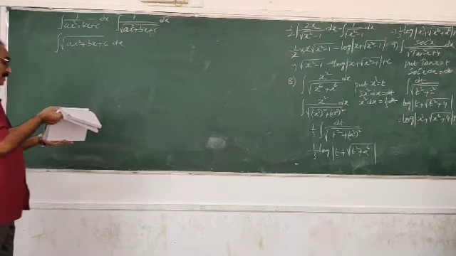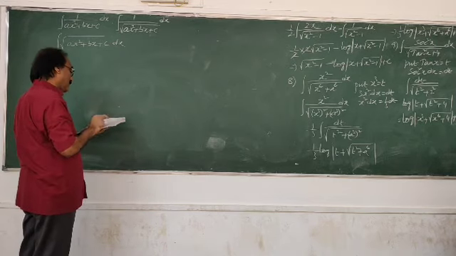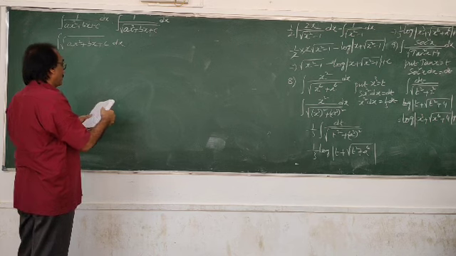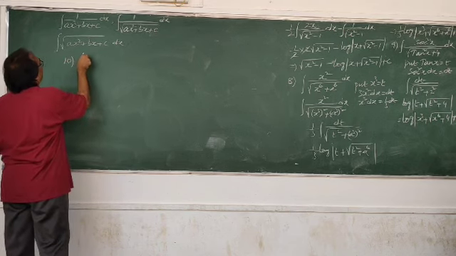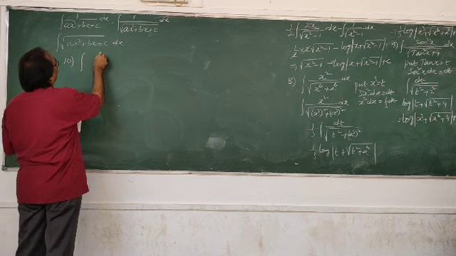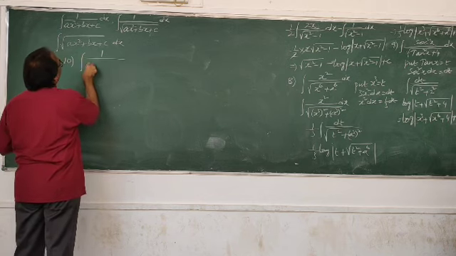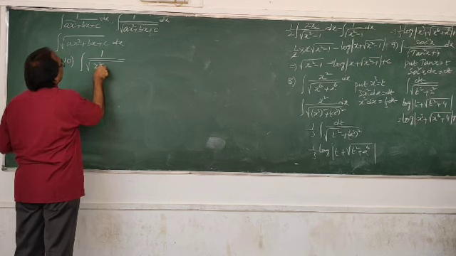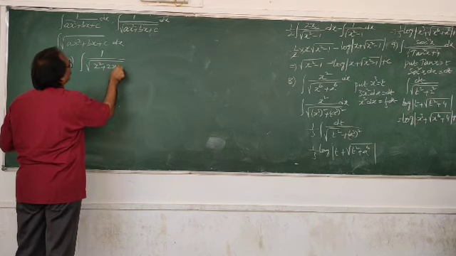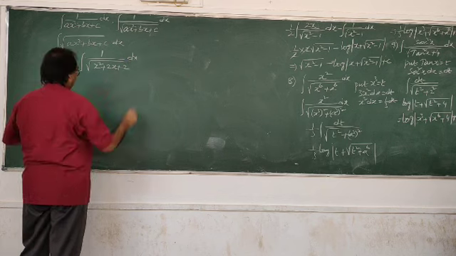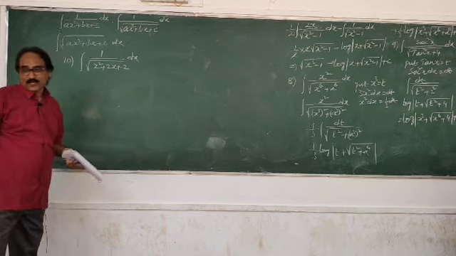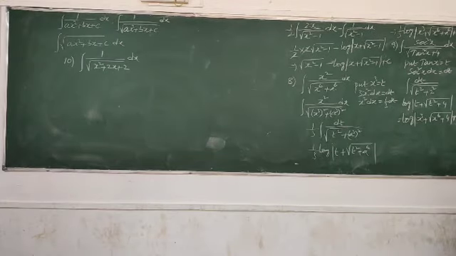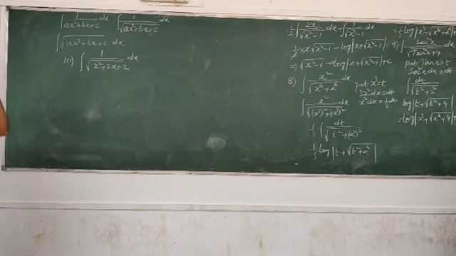Now let us move to problem number 10. I'll write here problem number 10. Integral 1 by square root of x square plus 2x plus 2 dx. This is given. Just now I told you x square plus 2x plus 5. Now it is plus 2 given. That's the only difference.